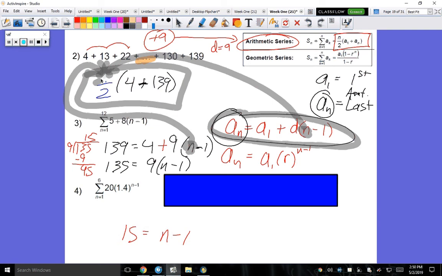All that work just to know that this is 16 here, that when I divide it by 2, it's like saying 8 times whatever this number is here. You with me? So 139 plus 4 is what? 143. And it's multiplied by 8. And you get 24, 32, 34, 1144 is your answer.